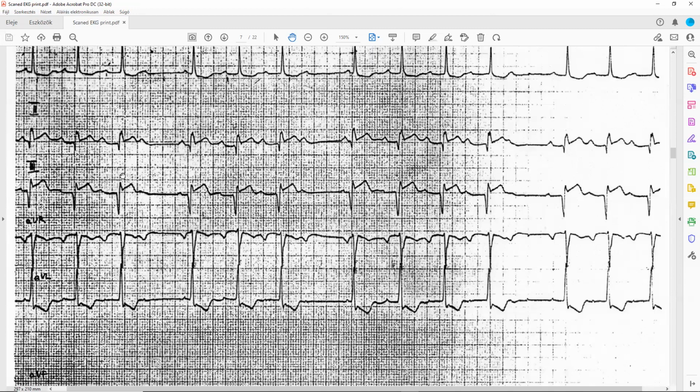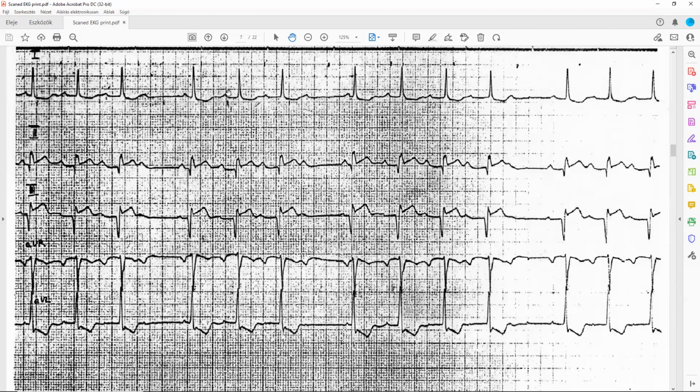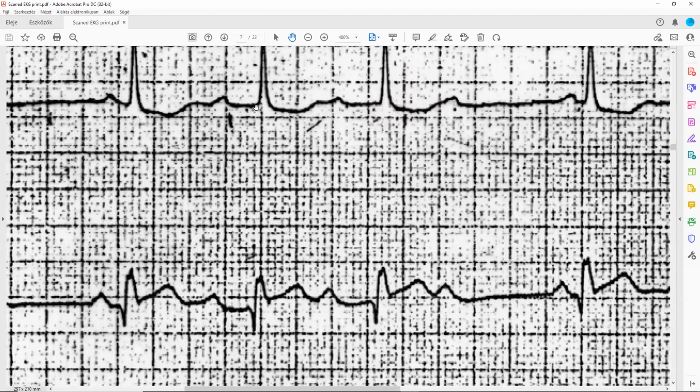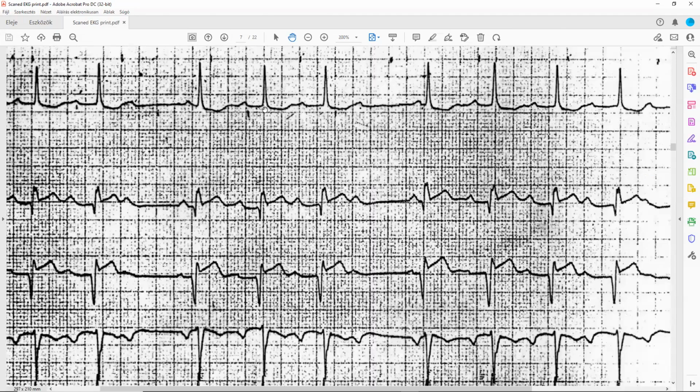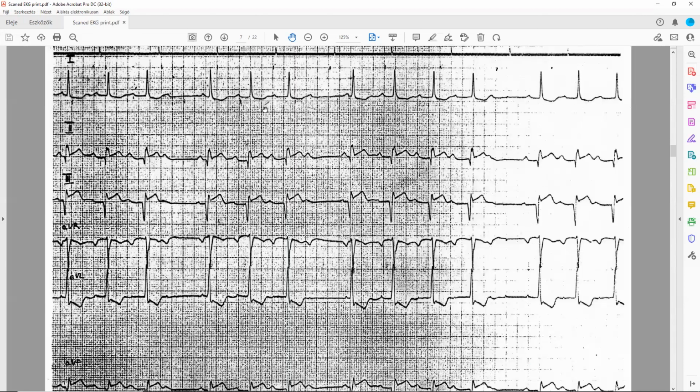Next one, let's look at how wide the QRS is. Is it wide or not? I don't think so, no. Look at here. Is it only 2 millimeters? So that means 0.08. So that's normal.